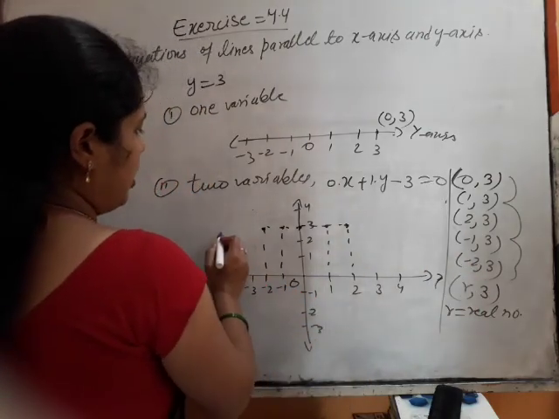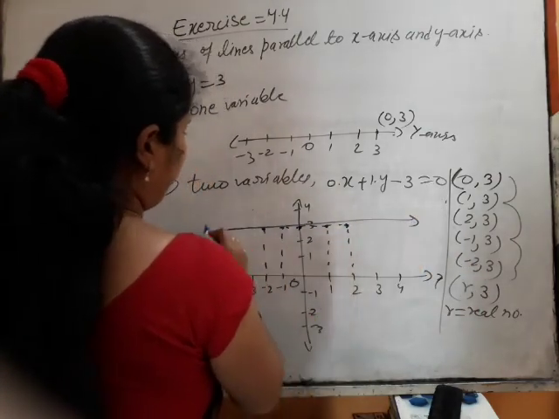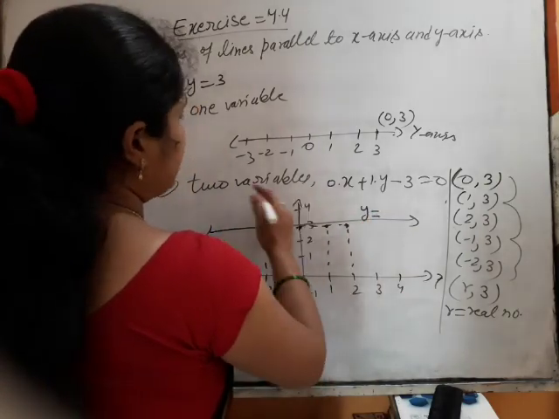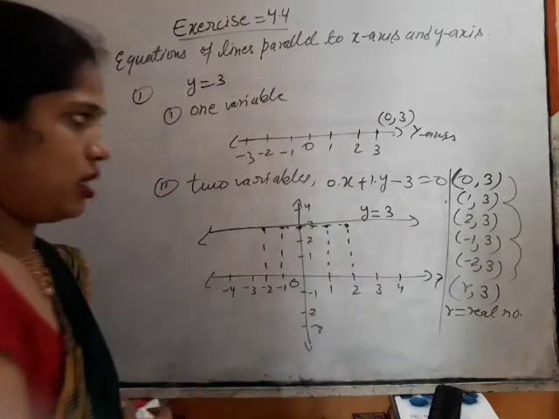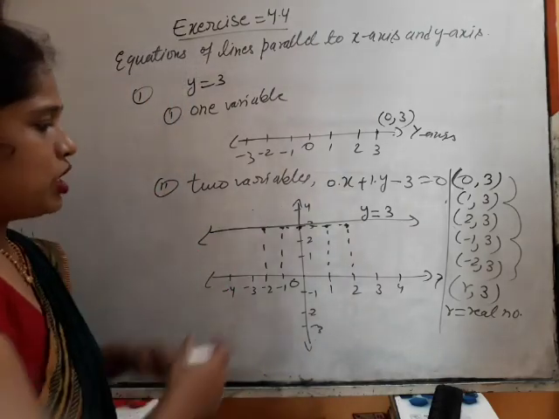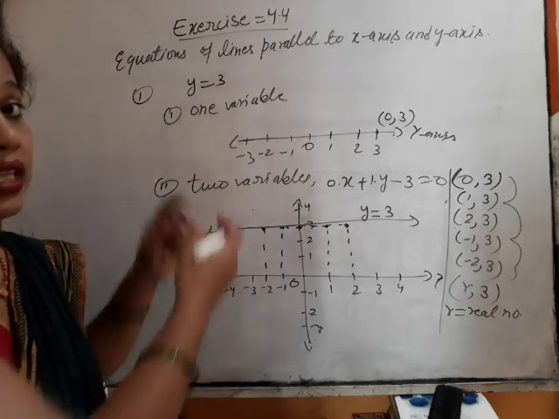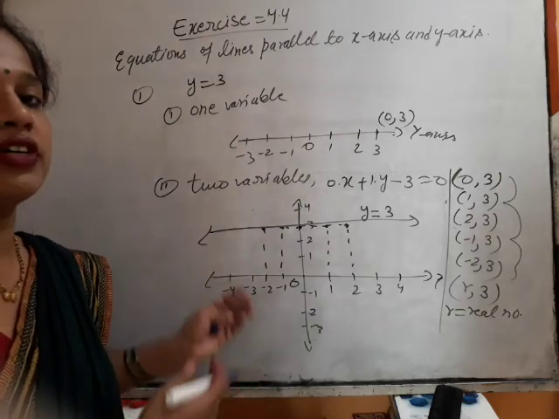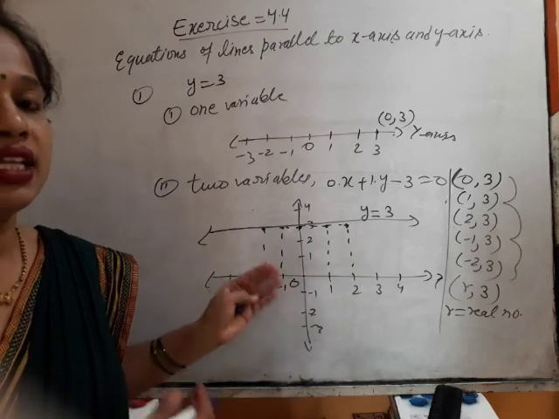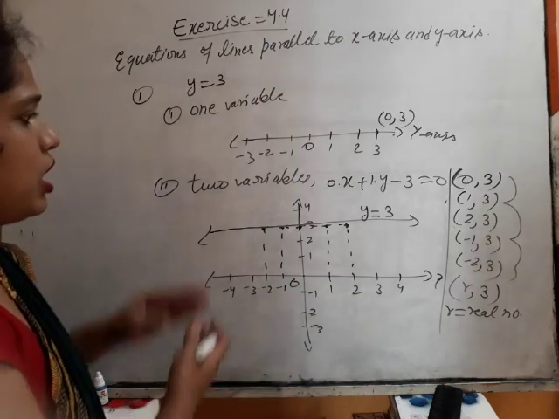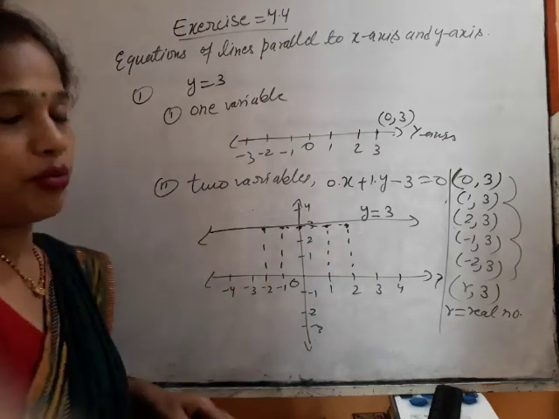So if we join all these points, we will get a line which is parallel to the x-axis, and the equation of this line is y equals 3. This is how we can plot y equals 3 and these kinds of equations, first when we consider them in one variable and the second time in two variables. Geometrically these are the representations.